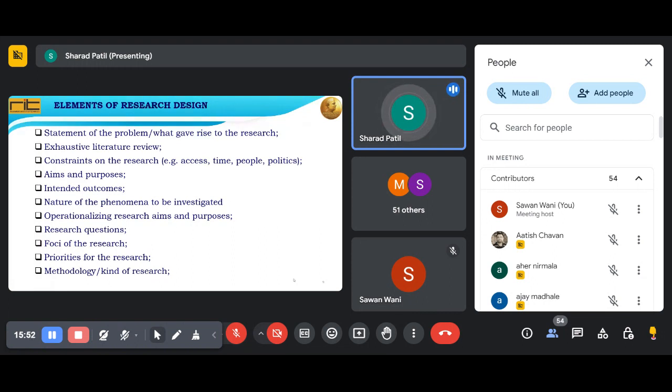So what are the constraints on the research? Then you have to have aims and purpose. Then what are the intended outcomes from this? Then next steps, and what is the nature of the phenomenon to be investigated. This is also important, that you know what you are going to investigate from your research.